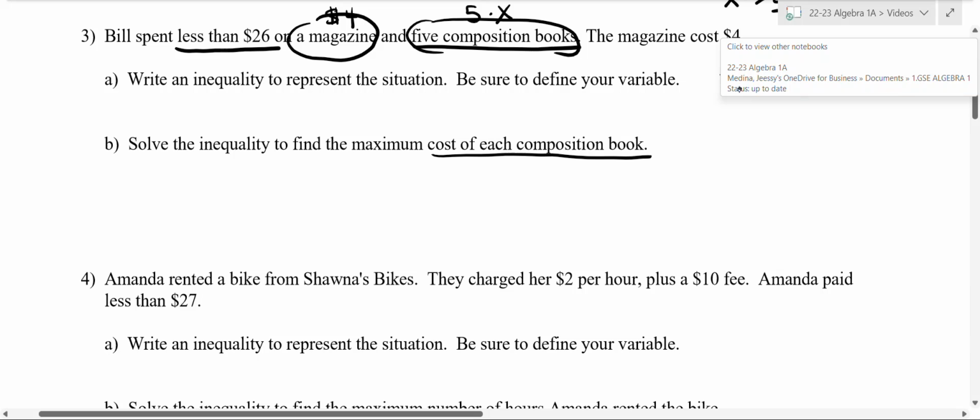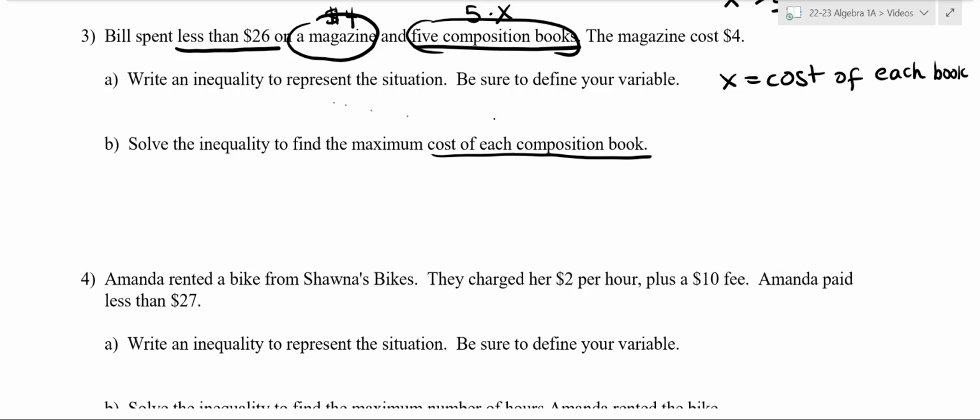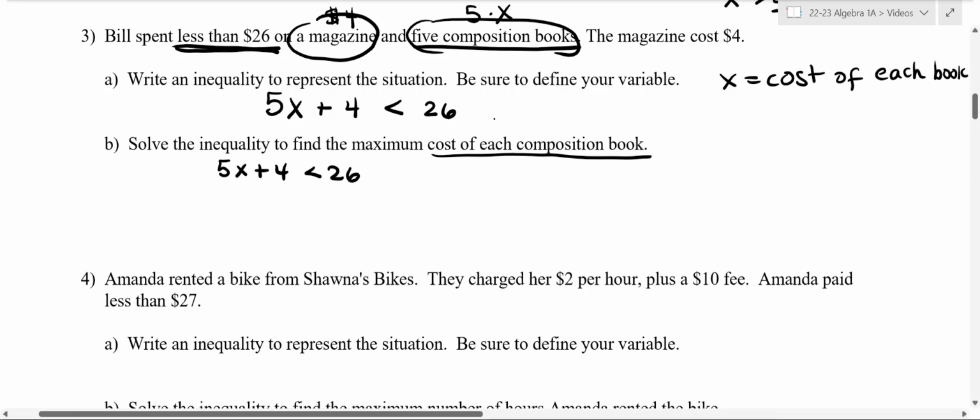All right, so when he spends this money, it's going to be 5x, that's the money on the books, plus the $4 on the magazine. All of this has to be less than 26. It just says less than 26, so that's why there's no equal sign. Okay, so now we need to solve for it. All right, so this is the term right here that has the variable, so that means we need to get rid of the plus 4.